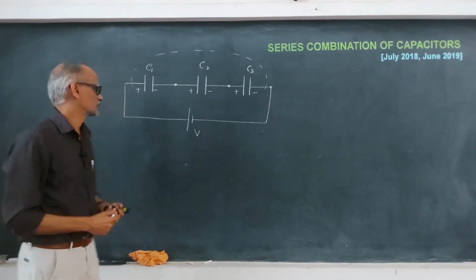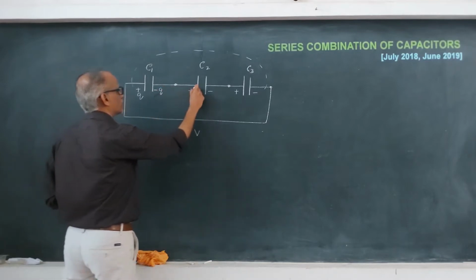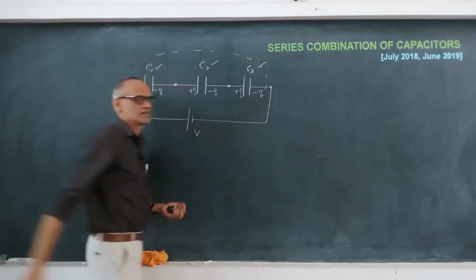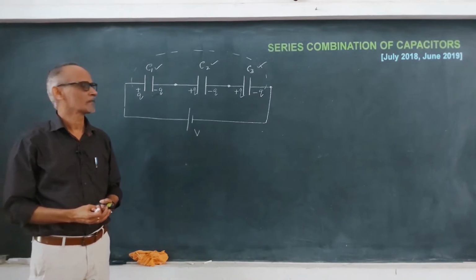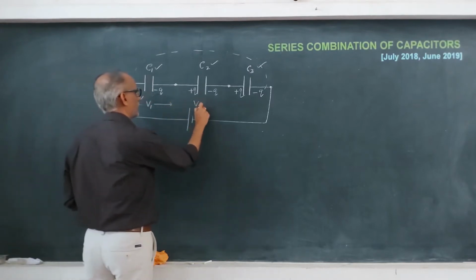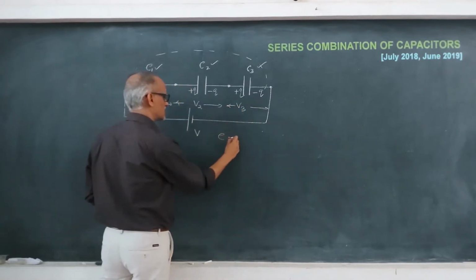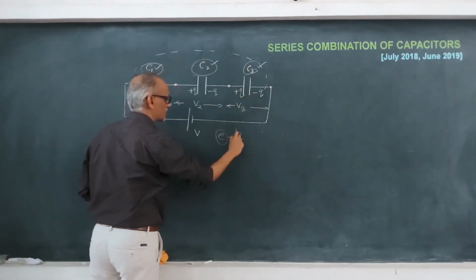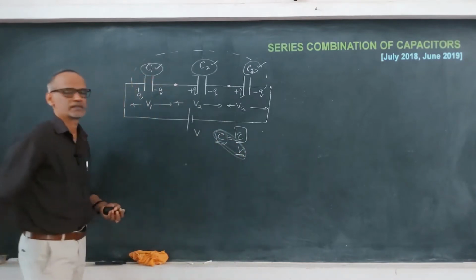And in series combination, the charge on each capacitor is the same, plus Q minus Q here, plus Q minus Q, plus Q minus Q. Irrespective of their capacities, the charges are the same. That is the property of the series combination. But the potential difference across them is not the same. It is V1, V2 and V3. For the simple reason that C is equal to Q by V. You can see their capacities are different. Charge is the same. Therefore, the potential difference has to be different.